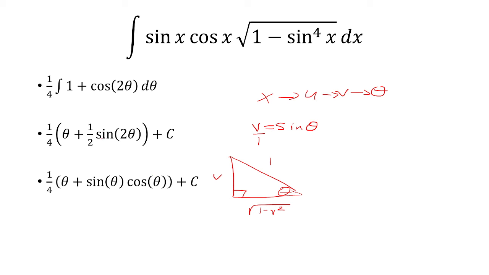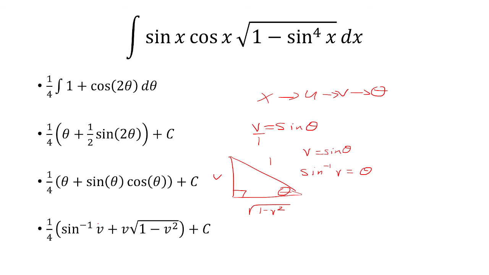But first, let's look at sine 2 theta. Sine 2 theta is 2 sine theta cosine theta. The 2 is going to cancel out with the 1/2. Okay. Now, I know sine theta is v because that's what we said originally was a substitution. Cosine theta is adjacent over hypotenuse. That's the square root of 1 minus v squared. Theta, well, if v is equal to sine theta, inverse sine v will equal theta. Okay. So that's what we're going to put here.